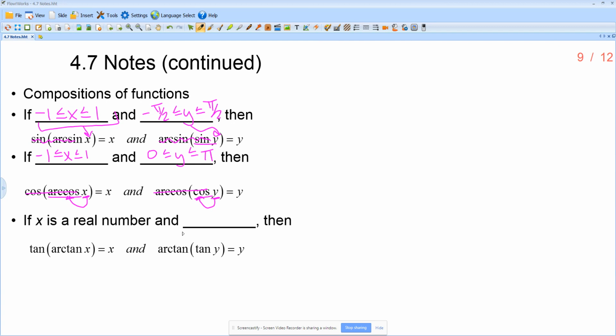If x is a real number and y is between pi halves and negative pi halves, not including them, then again, that same thing. It will cancel. Here, it doesn't matter what I take the arctangent of. That's going to exist. Here, I have to take the tangent of something within those restrictions.